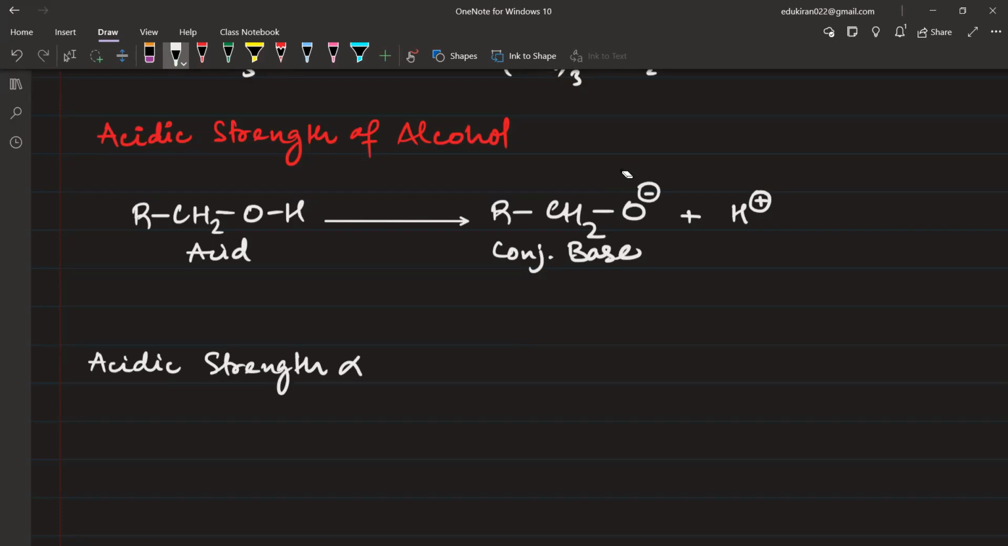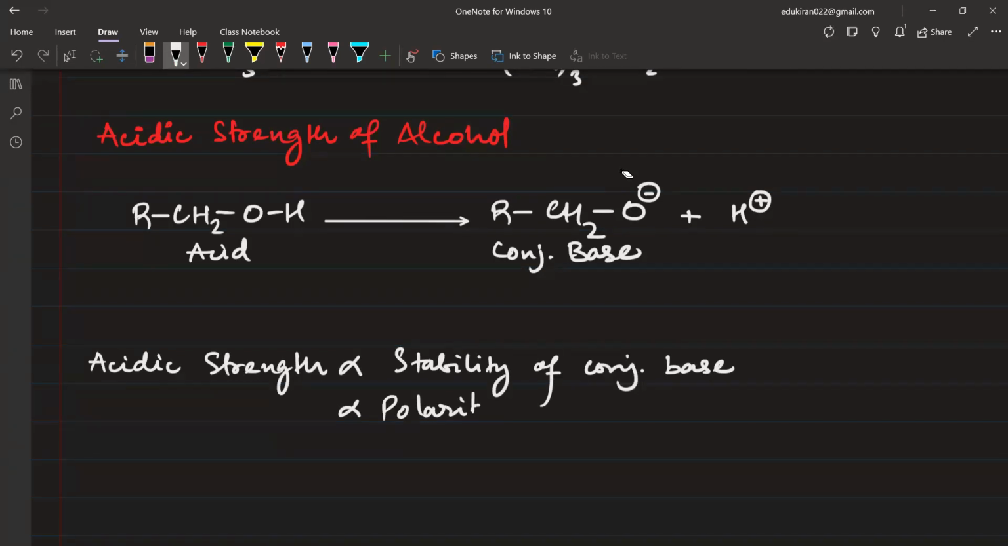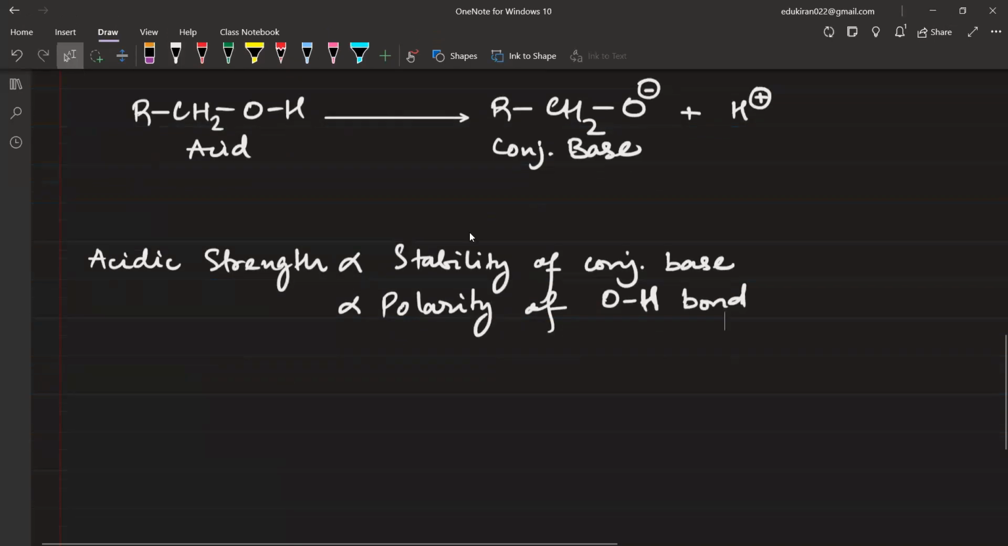So the factors affecting acidic strength are: acidic strength will be directly proportional to the stability of the conjugate base, and it will be directly proportional to the polarity of the OH bond. Now, after this, we are going to compare alcohol with certain things.